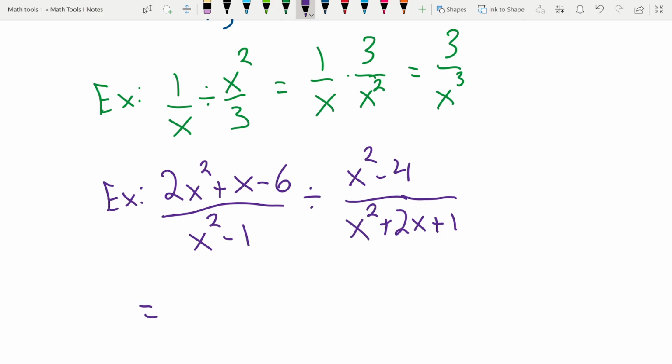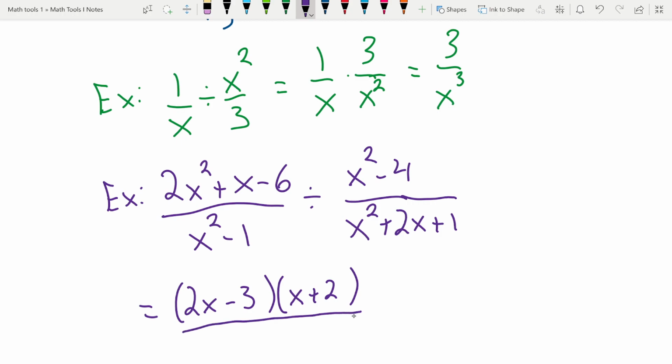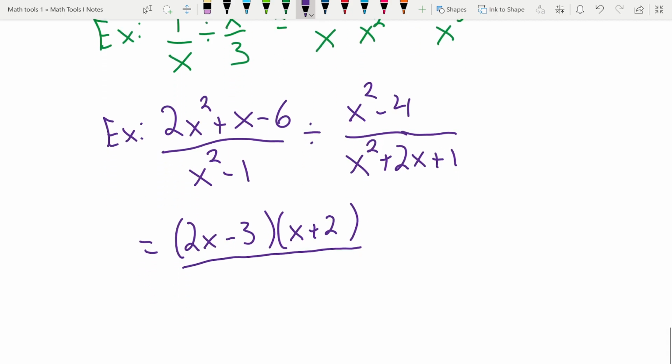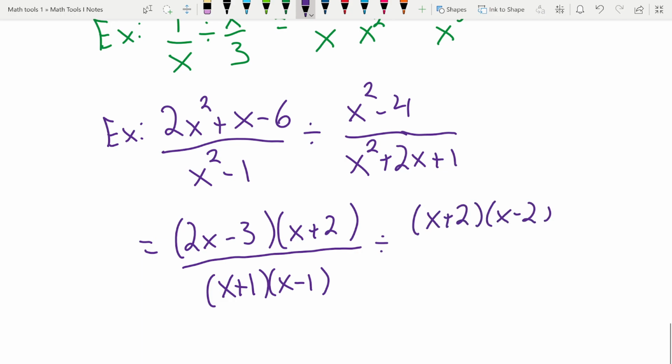So we got a bit of a tricky one. 2x squared plus x minus 6. Let's see. I'm doing these on the fly, so looks like that's going to be 2x minus 3, x plus 2. Let me check real quick. That looks right. And then x squared minus 1, that's the difference of two squares. So we have x plus 1, x minus 1. Then x plus 2, x minus 2. And then x plus 1, x plus 1.